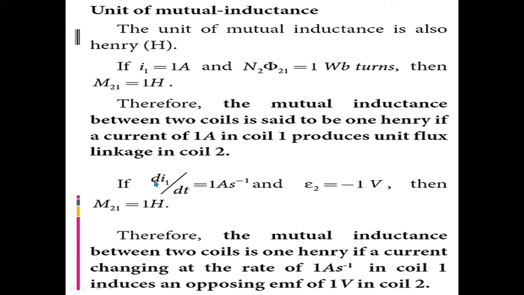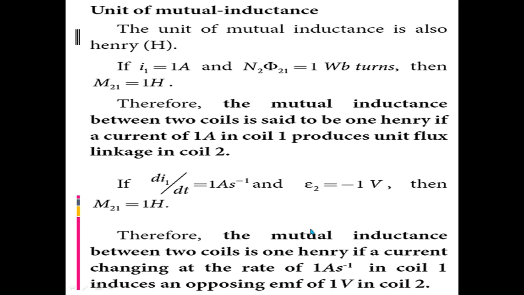So if di1 divided by dt is equal to 1 ampere per second and epsilon is equal to minus 1 volt, then the equation can be written as M21 is equal to 1 Henry. Therefore, the mutual inductance between two coils is 1 Henry if a current changing at the rate of 1 ampere per second in coil number 1 induces an opposing EMF of 1 volt in coil number 2. So this is also the 1 Henry definition of mutual inductance.